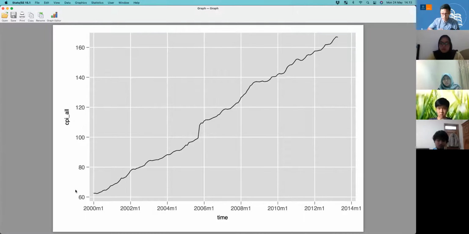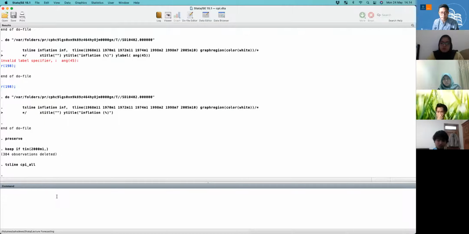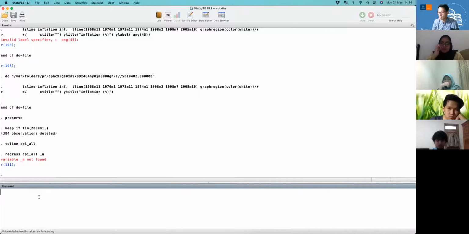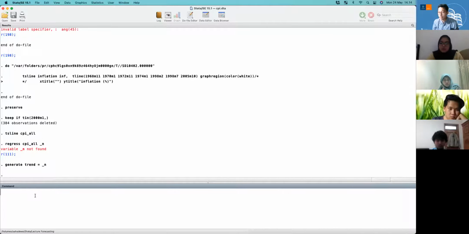Okay, so the data suggests that the trend is a linear one, and so we can regress on a linear trend. This is the way that we're going to do it. We're going to regress the variable CPI all on the trend variable. So in this particular case, actually, I'm going to generate a new variable first, the time period of the trend, which is _n. Okay, and then I'm going to regress CPI all on the trend.